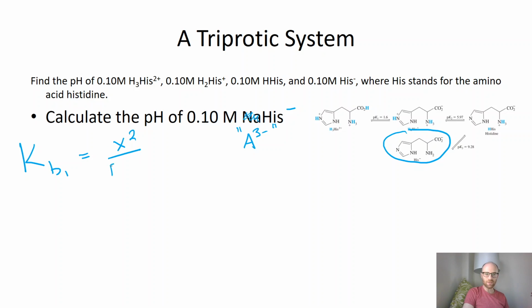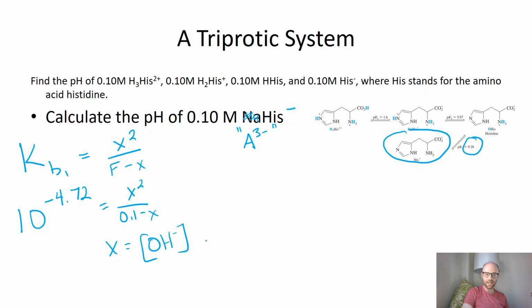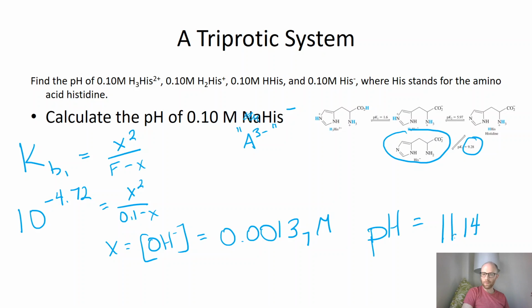KB1 equals x squared over F minus x, or in this case, since pK3 is 9.28, KB1 is 10 to the negative 4.72 equal to x squared over 0.1 minus x. And don't forget at this point that x is equal to the hydroxide ion concentration, which should give you 0.00137 molar, and your pH value being 11.14.